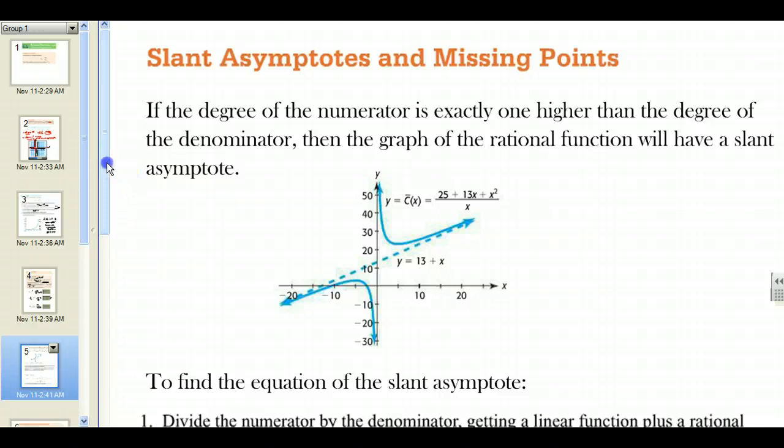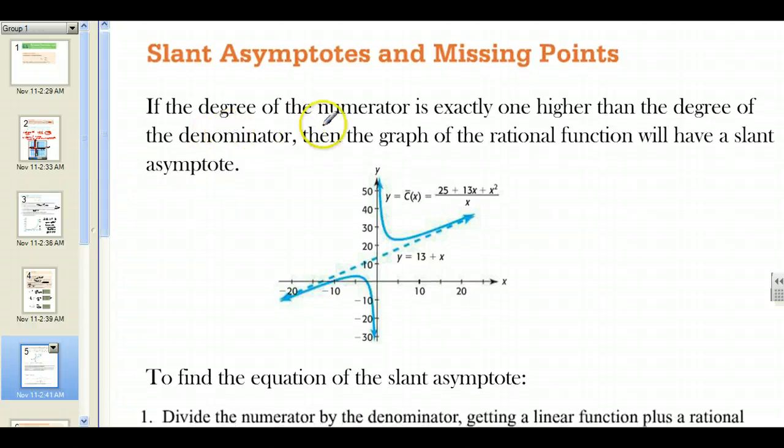Alright, a slant asymptote. If the degree of the numerator is exactly 1 higher than the degree of the denominator, like this example, this is degree 2, this is degree 1, then the graph of the function will have a slant asymptote, meaning that the curved function here is settling down as we make our way to the left and to the right along this line. It's getting closer and closer and closer to this linear function y equals 13 plus x. Okay, that's a slant asymptote.